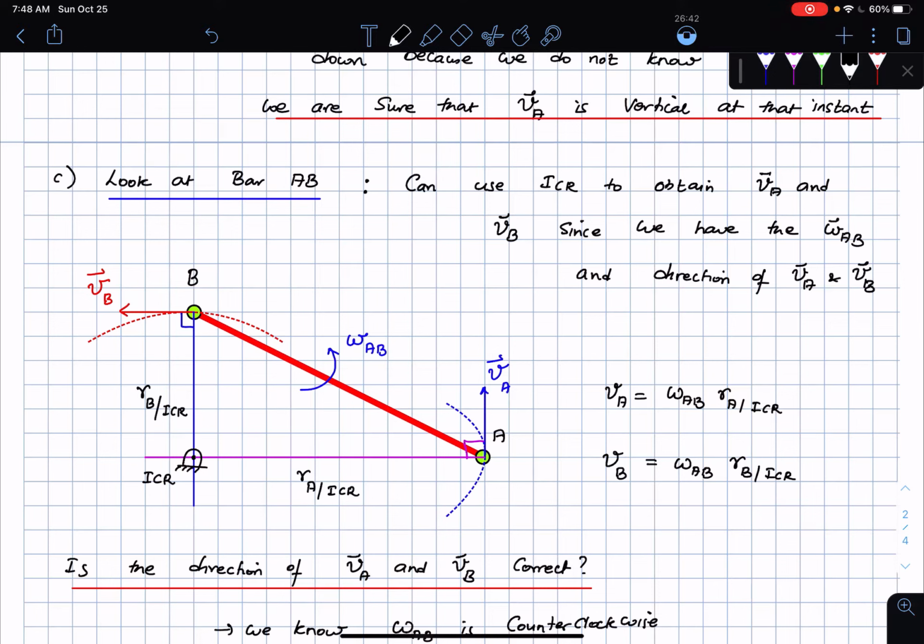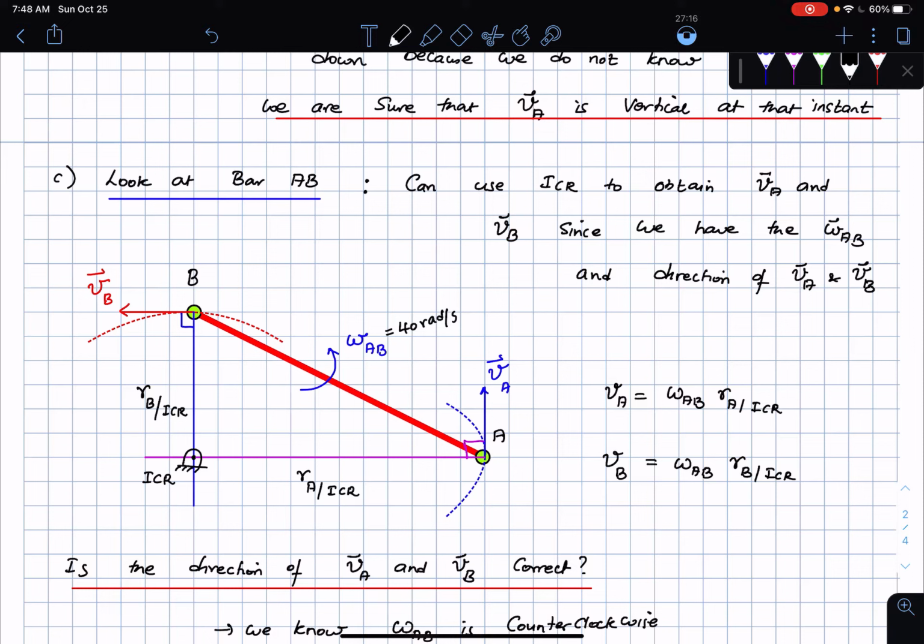Now, is the direction of VA and VB correct? Are they pointing up or down, or are they pointing left or right? Use the right hand rule. I know that omega AB is counterclockwise. This is given to me as 40 radians per second and counterclockwise. Then if I use the right hand rule for VA, fingers of my right hand aligned with VA, my palm faces the ICR. I curl my fingers, I get the thumb pointing outwards, which tells me that the direction of omega AB, because of how I assumed VA, is also counterclockwise.